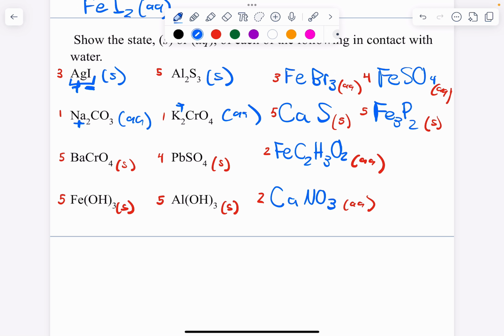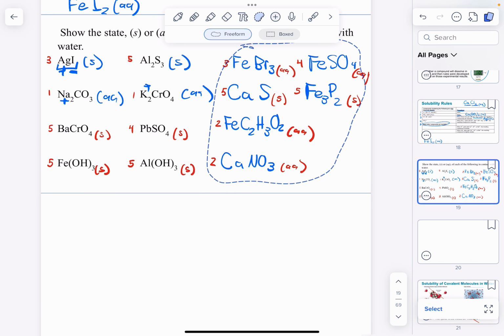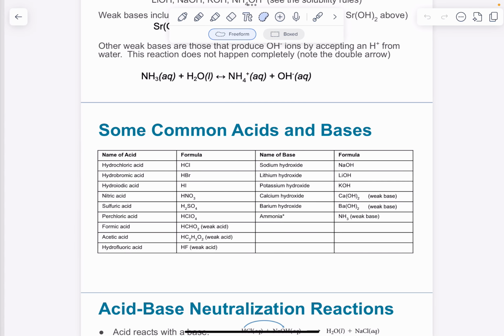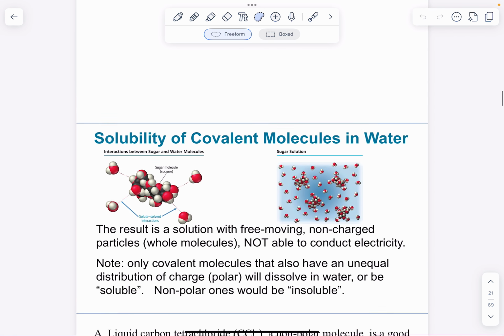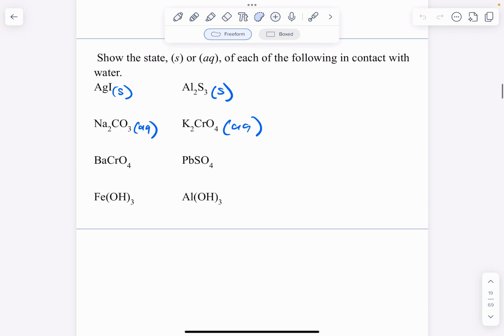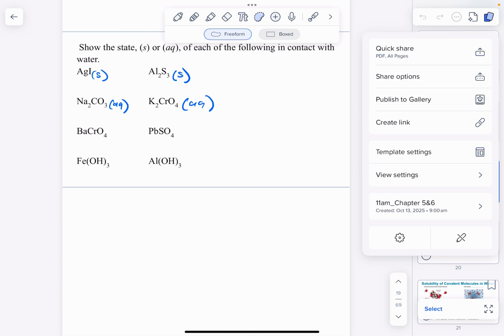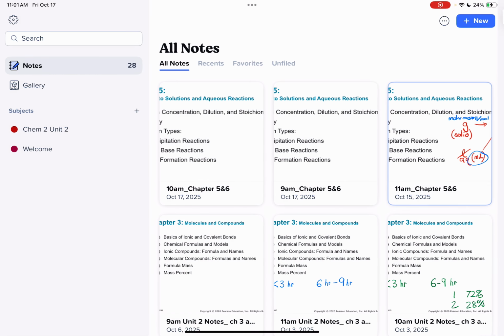Let's see if copy paste works. No, I didn't like that. Okay, I'll just write these in.